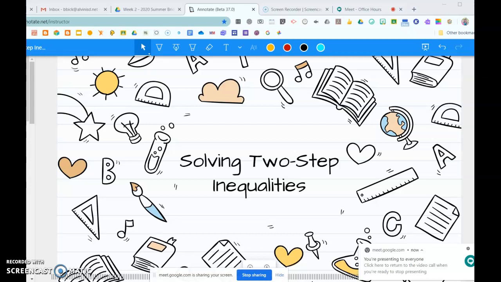All right, today we're going to do solving two-step inequalities, and it's very similar to the two-step equations. It just has the inequality symbol in the middle, and then there's one more rule when you're dealing with negatives.